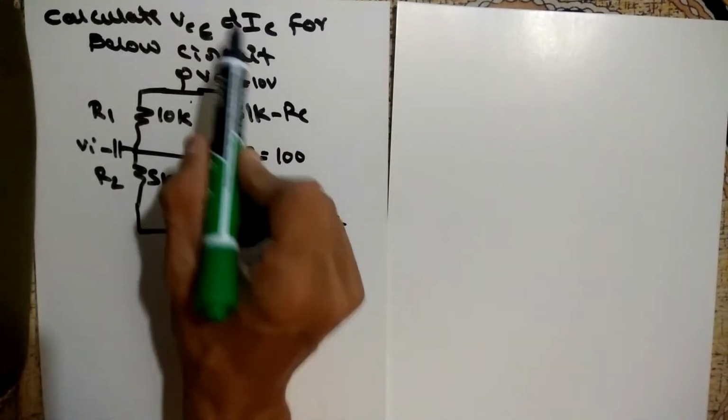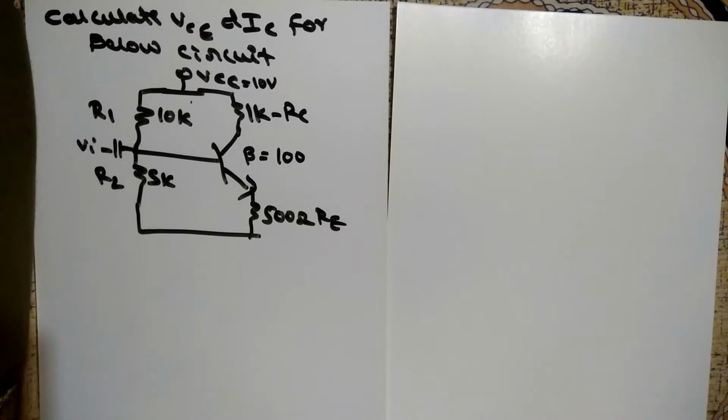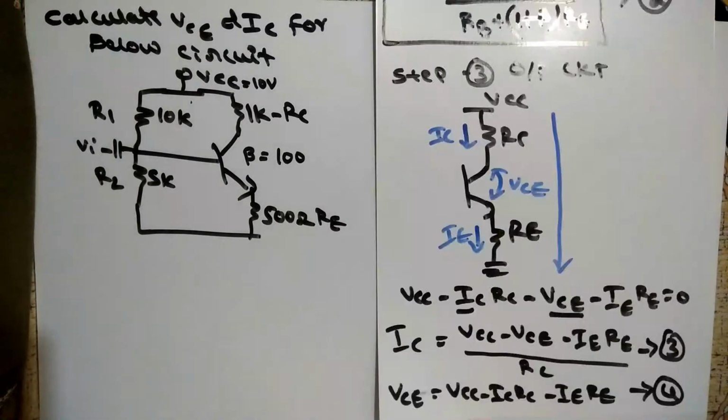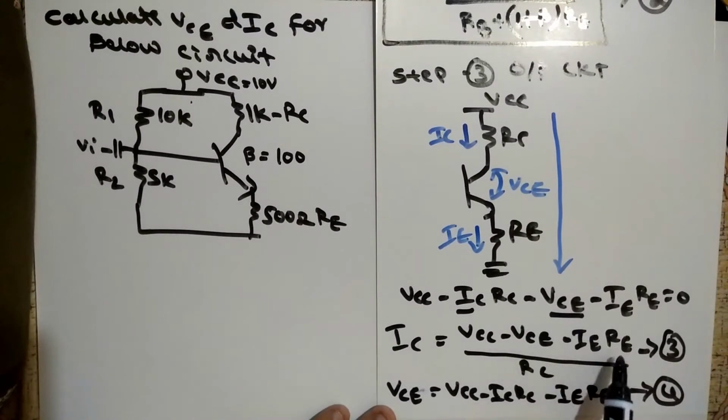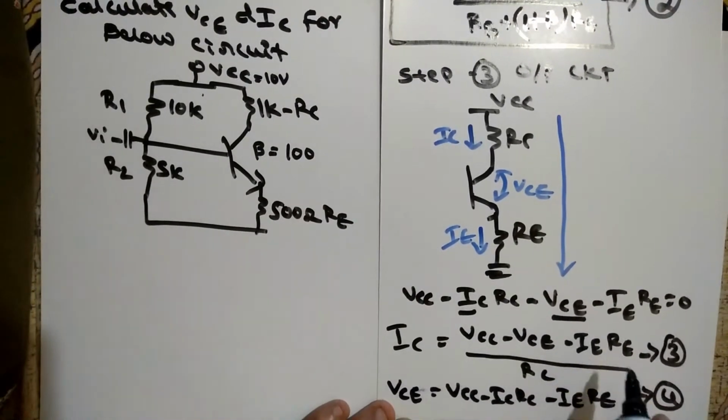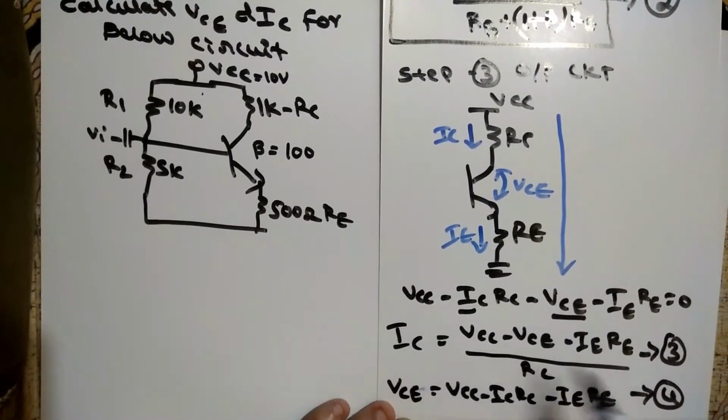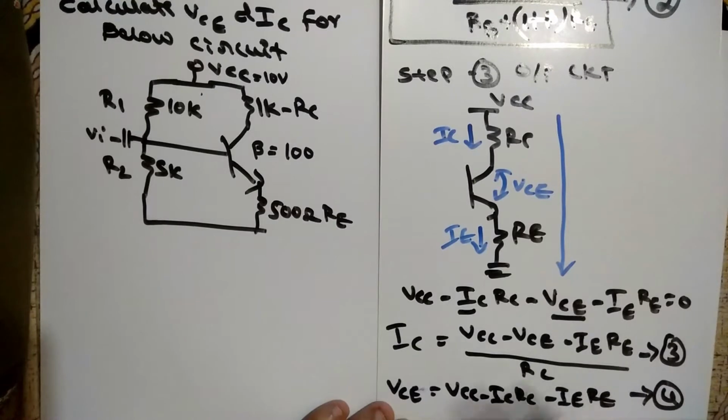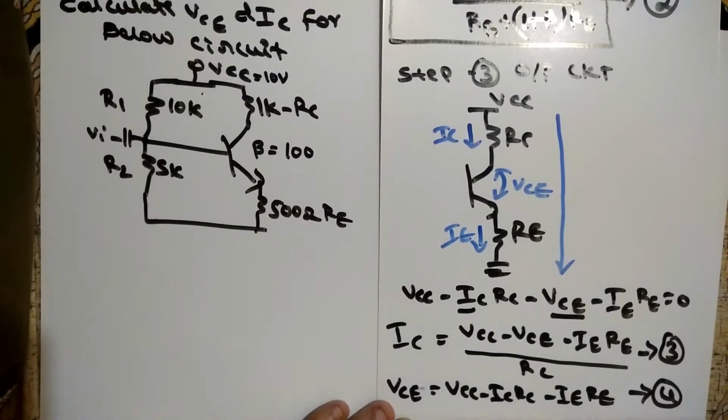Our aim is to find IC and VCE. So we can go for the IC and VCE formula. In the formula, we know that IC is VCC minus VCE minus IERE, divided by RC, and we can take VCE also, same thing. Here we don't know any current, we don't know IE, so we cannot use this formula because VCC we know but VCE we don't know. Again we don't know IE, so with two unknowns I cannot solve these equations. Similarly, VC also cannot be found because IC and IE are not there.